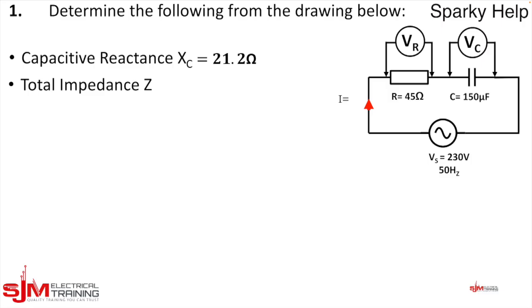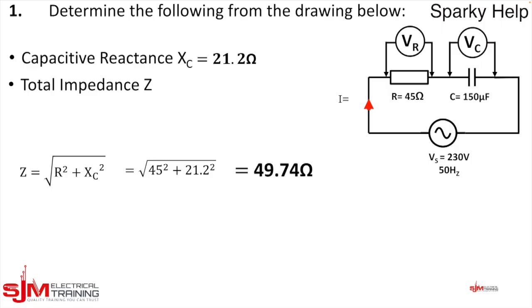Next up, total impedance. Total impedance is R plus Xc, but you can't literally add them because they are out of phase. And there we have the square root of R squared plus Xc squared, which is basically Pythagoras. So 45 squared plus 21.2 squared and square root your answer, and you come to 49.74 ohms. So the total opposition to current flow is this value here.